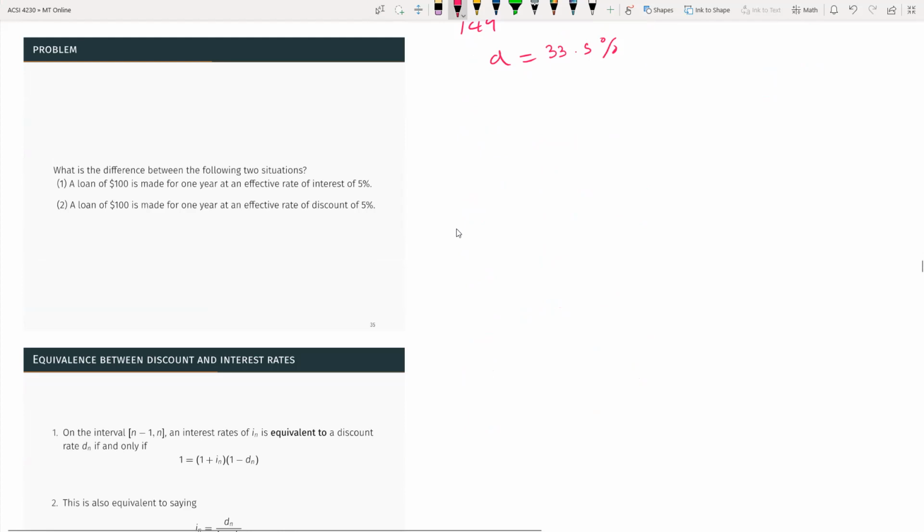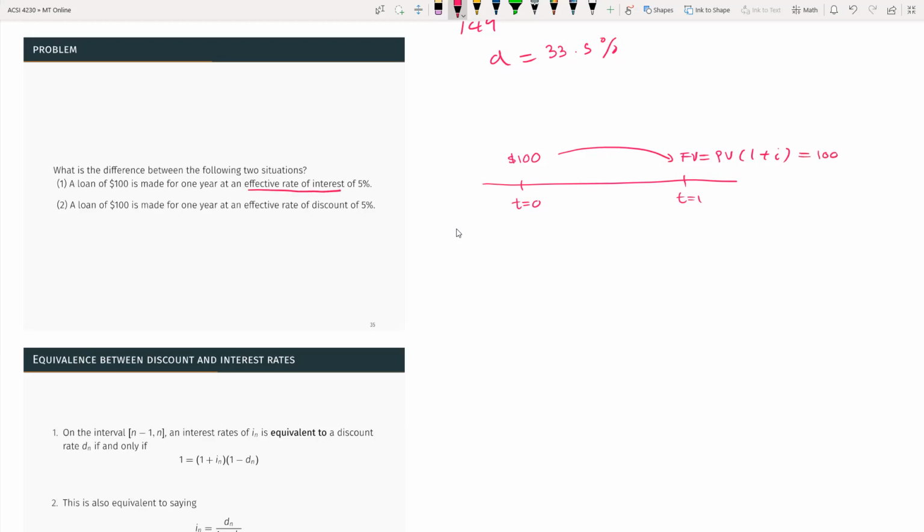Here's another question. What is the difference between the following two situations? A loan of 100 is made for 1 year at an effective rate of interest. So let's draw the timeline. So here is time 0 and this is time 1. So here you get the $100. And then how much do you need to pay in future? That's going to be present value times 1 plus i. Regardless of which model you use, simple or compound, it's always going to be that, because the effective rate is for 1 year. So this would end up as 100 times 1.05. You have to pay $105. This is under interest.